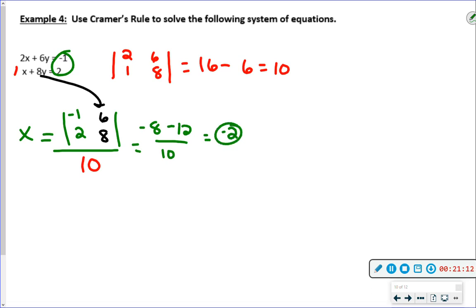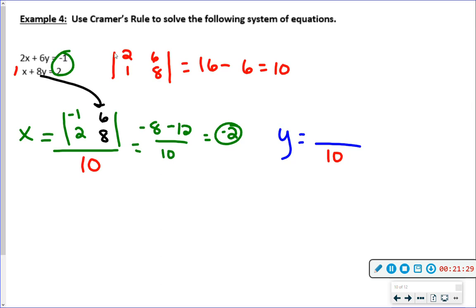Now, to me, that's a whole lot of tedious work to get x when I probably, if I had a choice, would just do elimination or something. But just another way to do it. We're going to do y. So again, you're still dividing by 10, that determinant of the coefficient matrix.